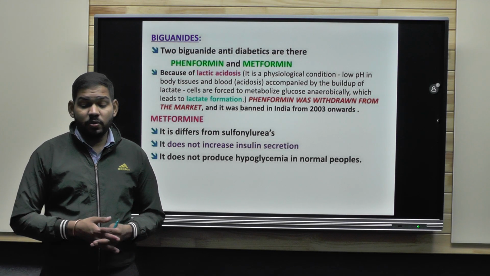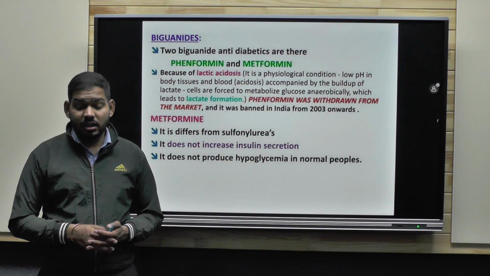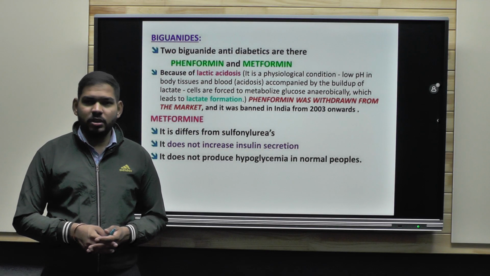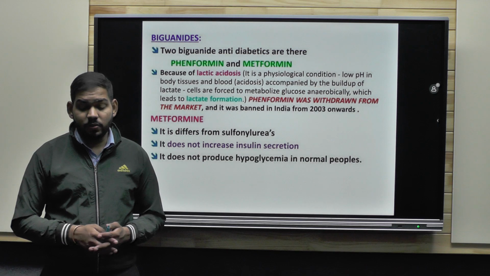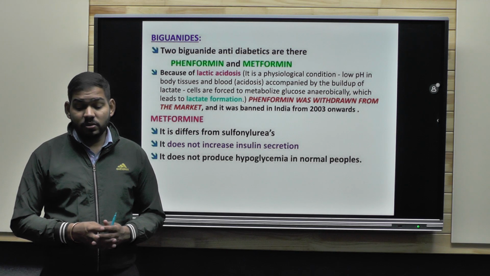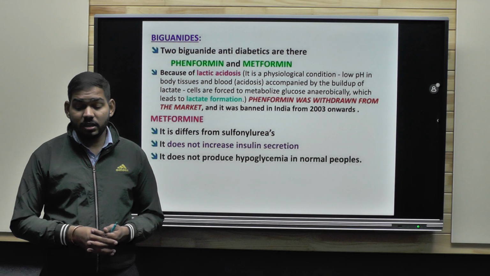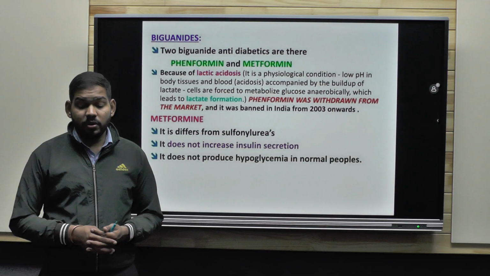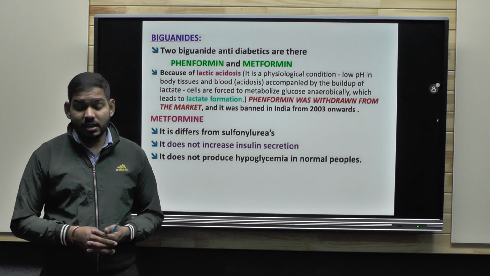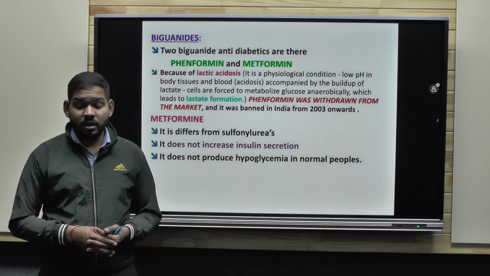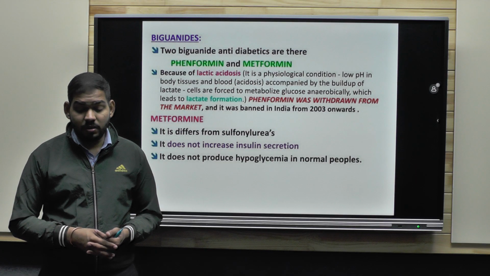Next category is biguanides. Two biguanide anti-diabetics are there. First is phenformin and other is metformin, which are commercially one of the most commonly used types of medicine in the current scenario. Because of the lactic acidosis, what is lactic acidosis? Lactic acidosis is a physiological condition in which low pH in body tissue and blood, also known as acidosis, is accompanied by the buildup of lactate. Cells are forced to metabolize glucose anaerobically, which leads to lactate formation.